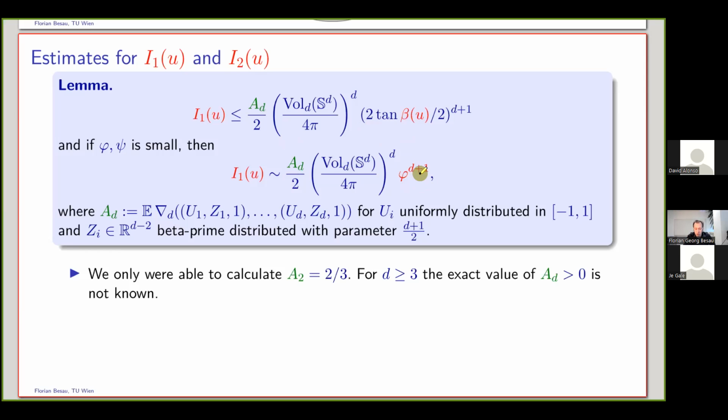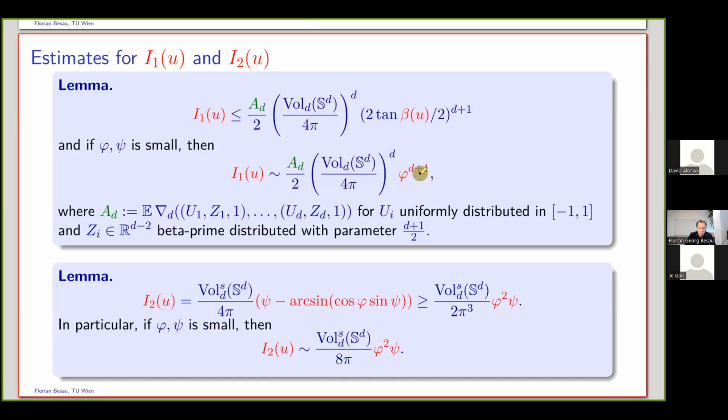Okay, so this is one of the key lemmas here. And the second key lemma is for the second quantity I2. So remember that I2 was just the spherical volume of our spherical wedge intersected with another half, a random half space, a random half sphere. And as I mentioned, this is essentially the polar of a spherical triangle. And so the area of a spherical triangle is well known. There is a nice formula depending on the angles of this. And this is basically what you get.